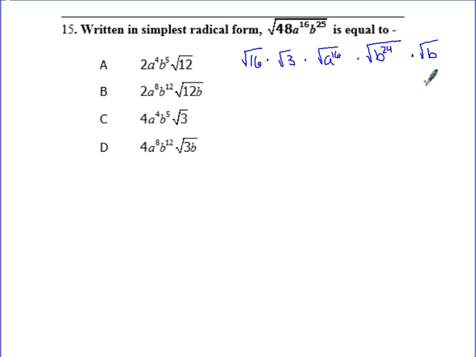Now I'm going to go through and simplify. The square root of 16 is 4. The square root of 3 can't be simplified. The square root of a to the 16th is a to the 8th. The square root of b to the 24th is b to the 12th. And the square root of b cannot be simplified, so whatever's left over stays underneath the radical. So I have 4a to the 8th, b to the 12th times the square root of 3b.